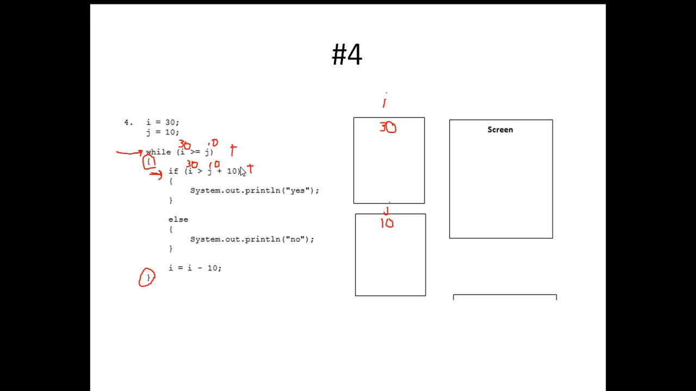Now since it's true, we're going to jump into the if structure, and we don't do the else, because you do one or the other. So in here in the if structure, the program says to print yes. So we're going to print yes on the screen.